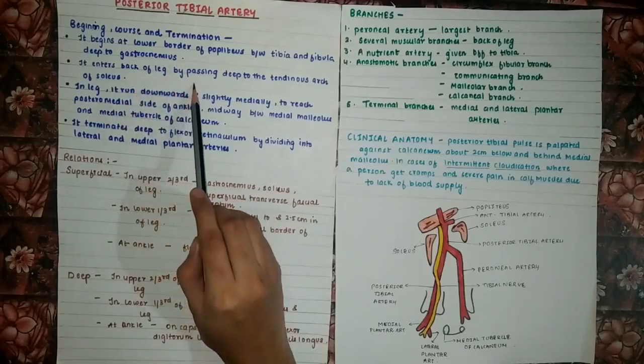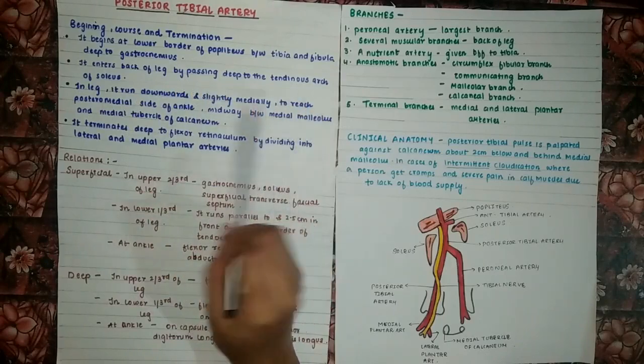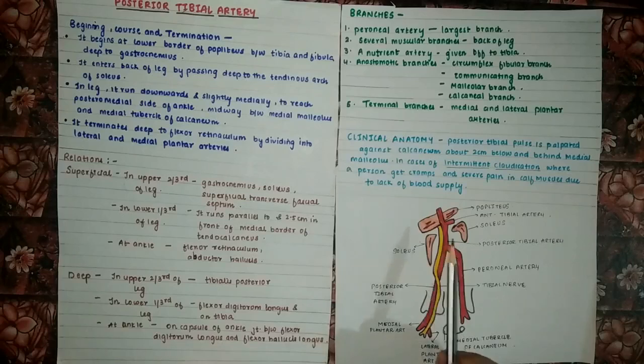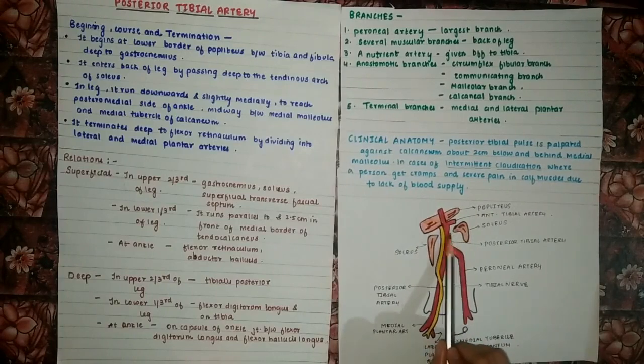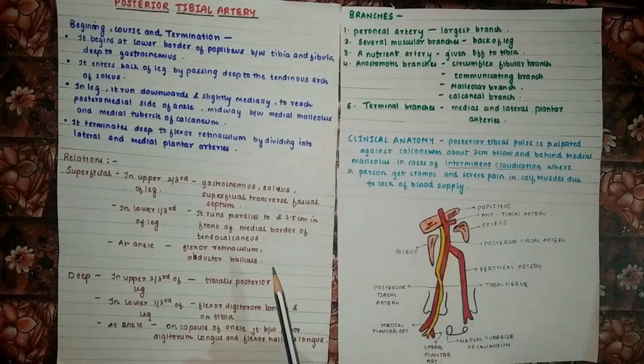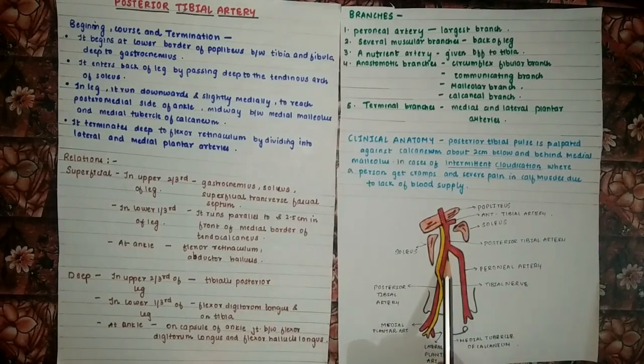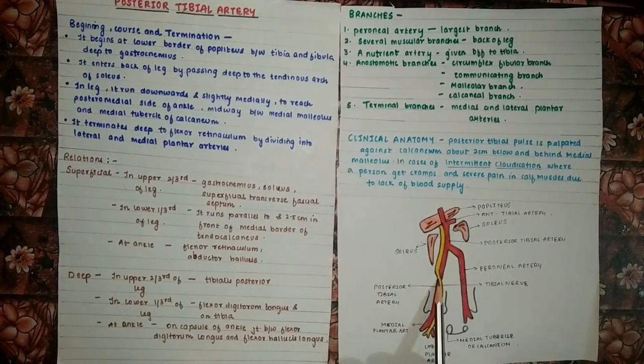It enters the back of the leg by passing deep to the tendinous arch of soleus. This is the soleus muscle, deep to the tendinous arch of soleus it passes. In the leg it runs downwards medially to reach the posterior medial side of the ankle, between the medial malleolus and medial tubercle of calcaneum, where it terminates deep to flexor retinaculum by dividing into medial plantar artery and lateral plantar artery.